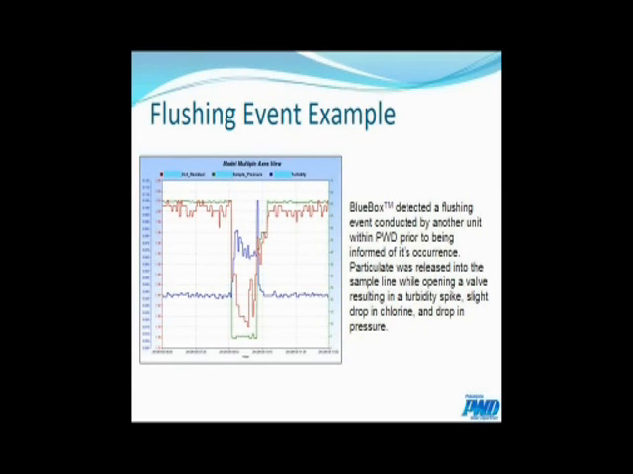For a week or two, we started getting alarms from BlueBox every Wednesday with the same kind of pattern. It's like a drop in pressure, a spike in turbidity, and a decrease in chlorine. When this started happening, we started investigating it, and we found that they were opening a valve on our sample line to collect the sample and letting it run for about an hour or so, which was resulting in this turbidity spike and drop in chlorine and drop in pressure.